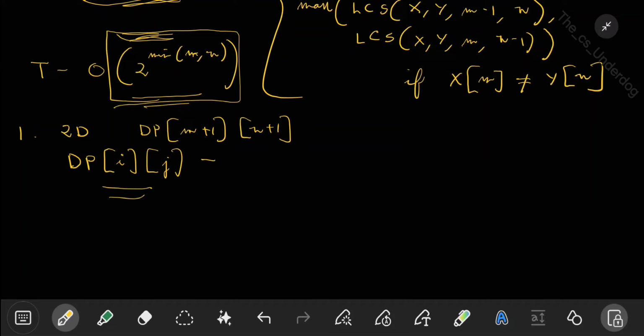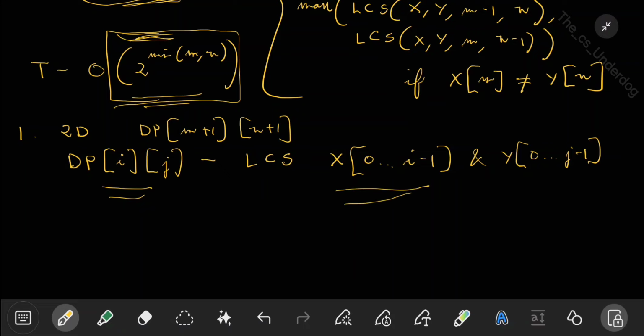So dp[i][j], this particular block, will represent the LCS, the longest common subsequence, of x from 0 till i minus 1. That is, in the x string, you consider only the letters till the i minus 1th letter, and from the y string, you consider only the letters till j minus 1, y from 0 to j minus 1. If you are considering only the first i letters of x and only the first j letters of y, then what is the longest common subsequence length possible? That is what dp[i][j] will represent.